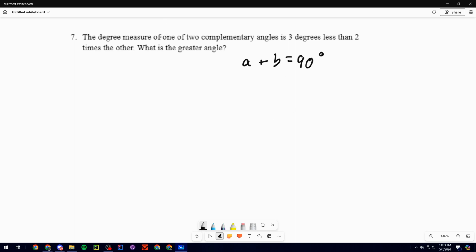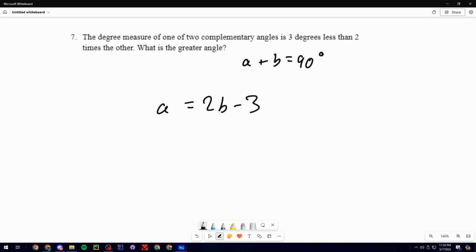So it says the degree measure of one of two complementary angles. So we just have the first one, A and B. So A is equal to 3 degrees less than 2 times the other, right? And that's all there is to it. It's just a system of equations. And if you know what a complementary angle is, that's perfect. You just got most of the problem done. If you don't know, it's okay. Just try to remember that it adds up to 90.